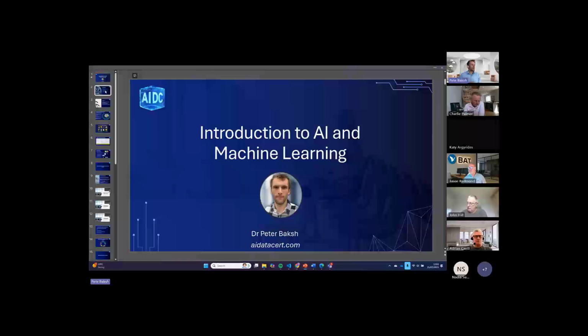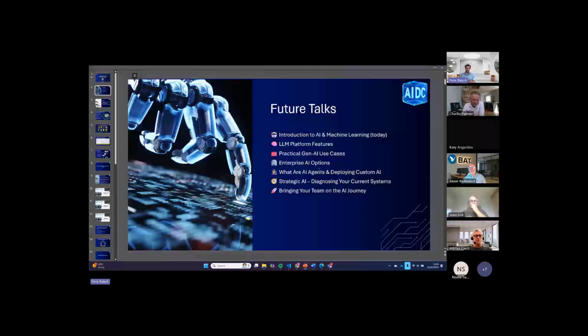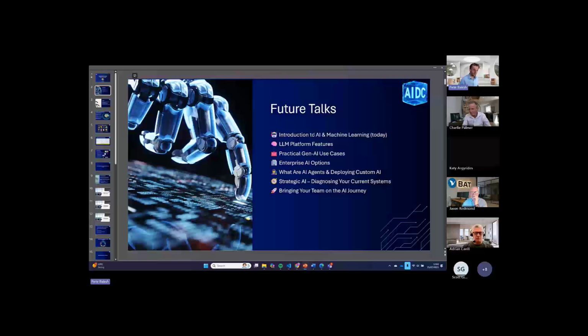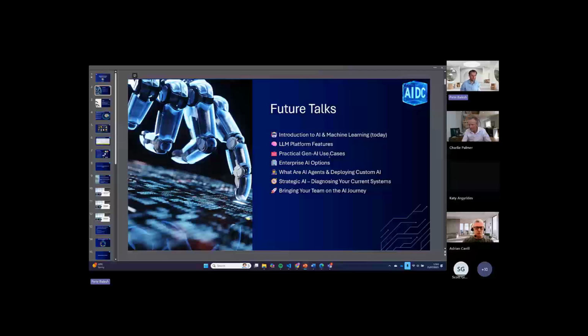Let's get on to the future talks I mentioned. Over the next 6 months or so, we'll start off with today's talk, really laying the foundations, so introduction to AI and machine learning. Next talk, I think we'll have a look at these large language model platforms, what features they have, because they're adding lots of tools. They can do lots of things now that they couldn't do about 2 years ago. And it's not well advertised what they can do, and they can be used for a variety of things. So we'll be looking at the features they have and then going through some practical use cases.